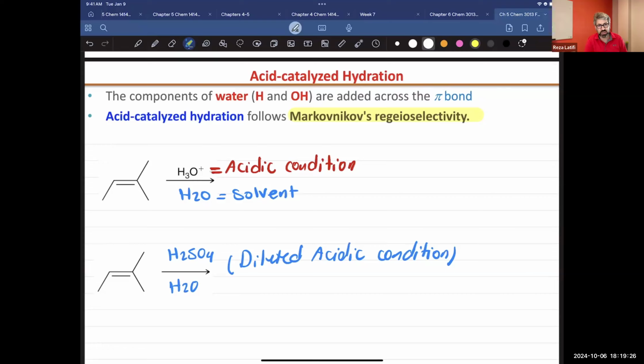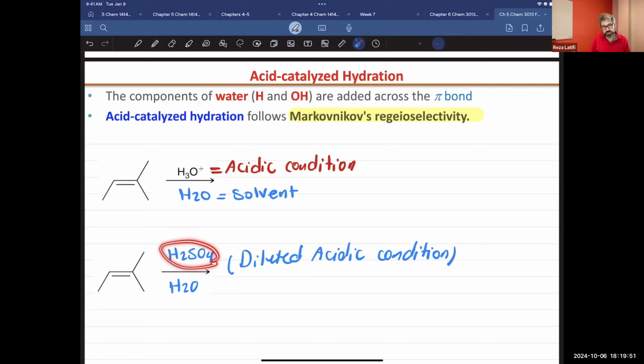You need to have acid, and one way to present it is to say we have a hydronium ion. If you write just hydronium ion on top of an arrow, that means it's acidic condition. And because they wrote hydronium ion, the solvent must be water. Another way to present it is to write sulfuric acid on top of an arrow.